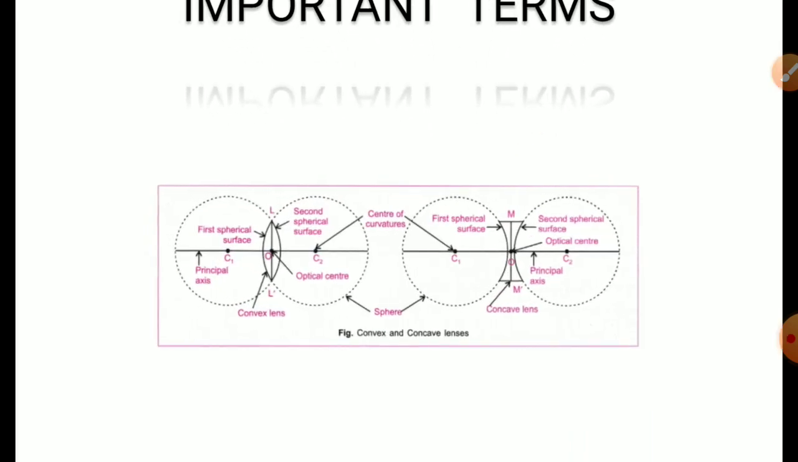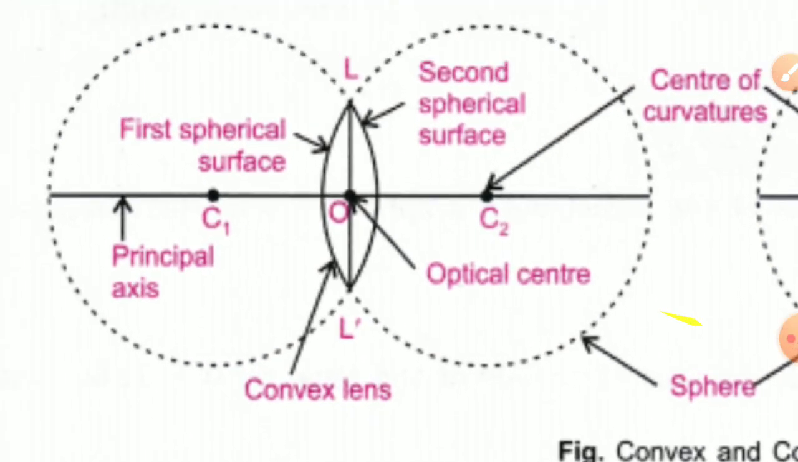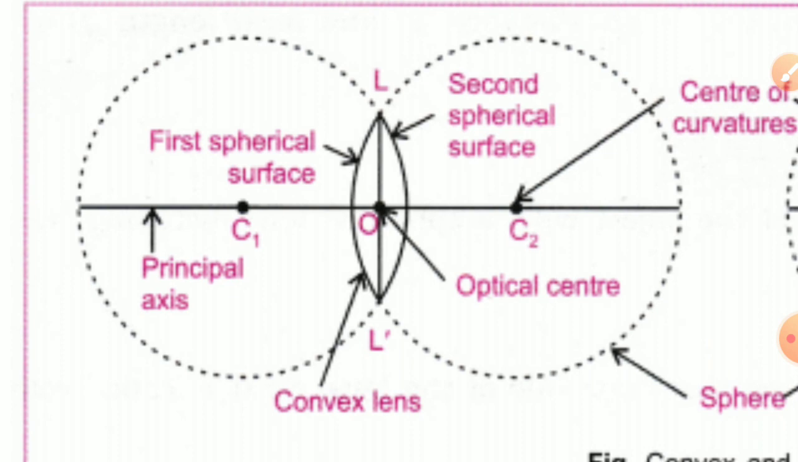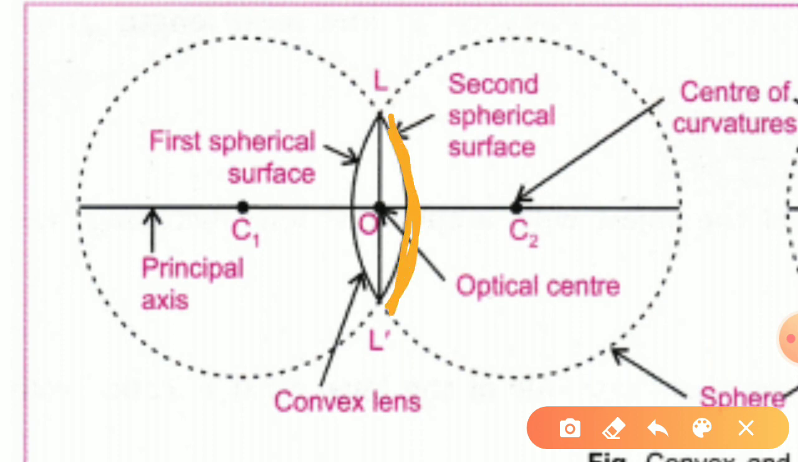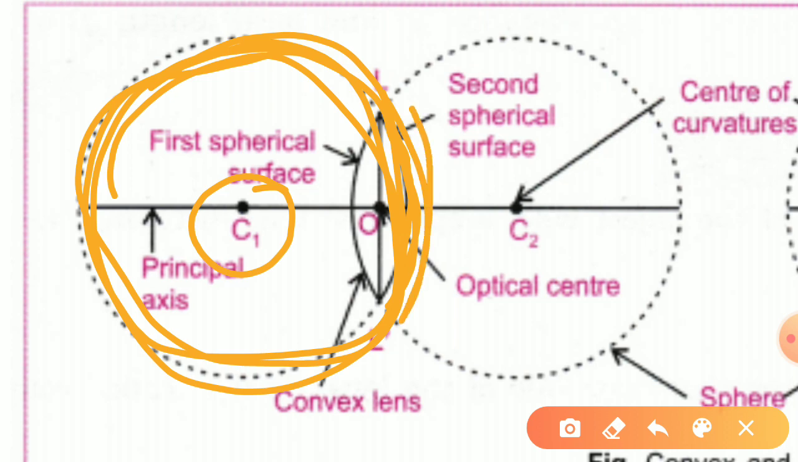Now, important terms related to a spherical lens. See in the diagram, a curved surface. This curved surface may be regarded as if it is a section of this sphere, and the center of that sphere of which the curved surface is a part is known as the center of curvature.